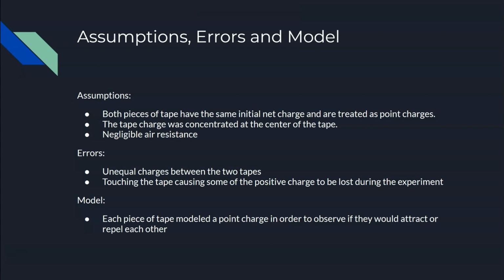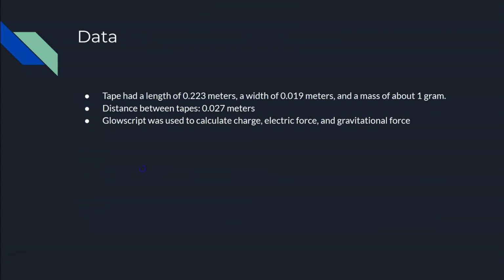Each piece of tape was modeled as a point charge in order to observe if they would attract or repel each other. So some other initial conditions included that the tape had a length of 0.223 meters, a width of 0.019 meters, and a mass of about 1 gram, and the distance between the tapes was 0.027 meters. GlowScript was used to calculate the charge, electric force, and gravitational force.